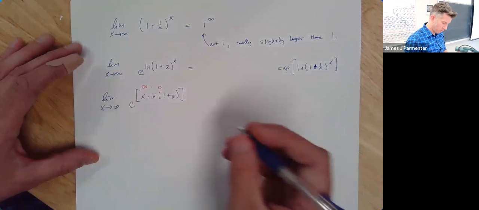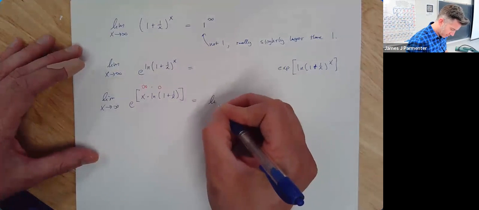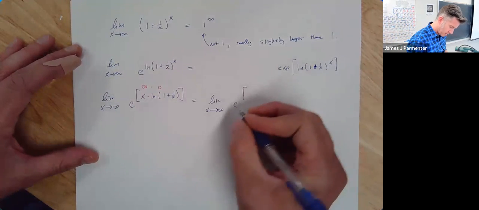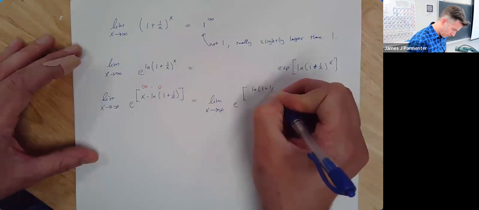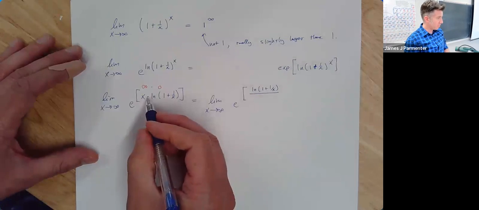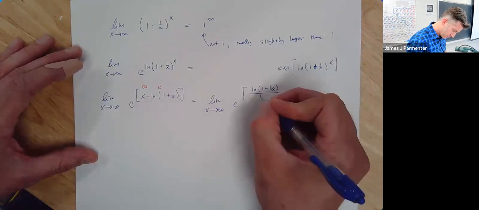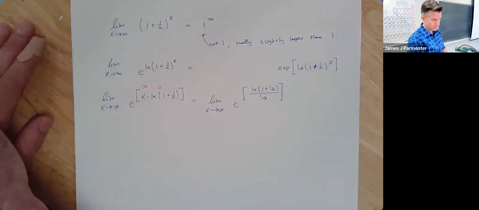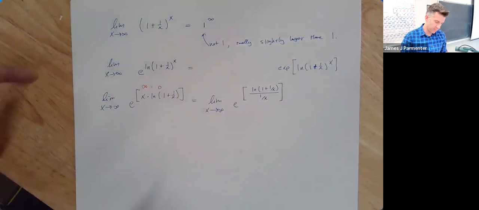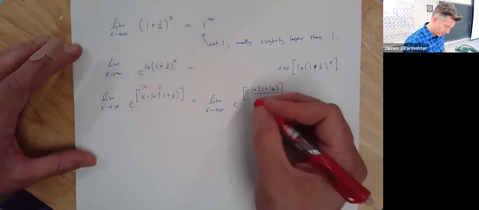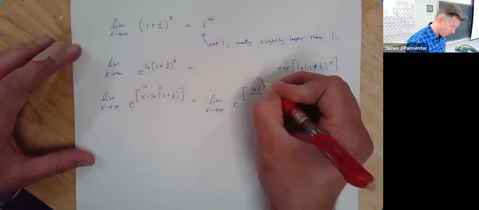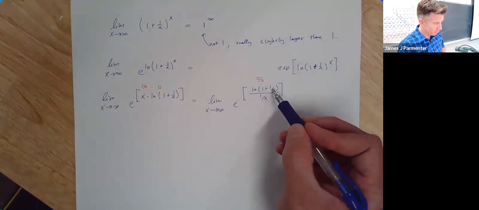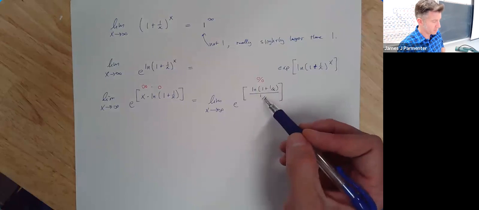And then we're going to do one more rewrite. We're going to write this as the limit as x goes to infinity of e to the power of the natural log of 1 plus 1 over x, divided by the reciprocal of x, which is 1 over x. Now I just point out that this part up here is really a 0 over 0. If x is going to infinity, 1 over infinity is 0, 1 plus 0 is 1, natural log of 1 is 0, and the bottom is also a 1 over infinity.